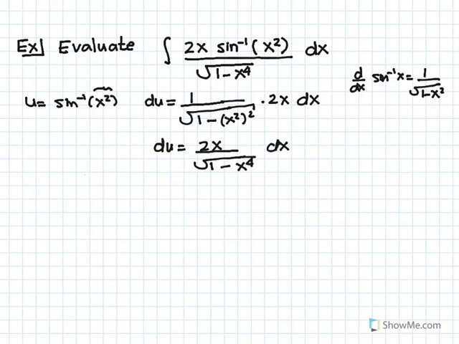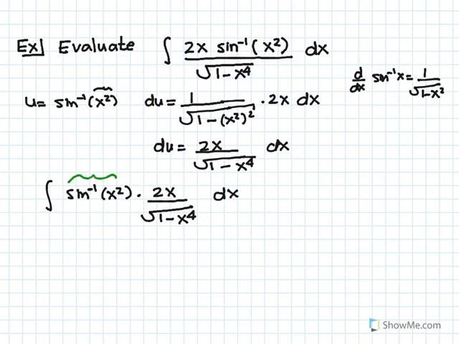All right, let's rewrite this integral as the integral of inverse sine of x squared times 2x divided by root of 1 minus x to the fourth dx. Now this part of the integrand, inverse sine of x squared, that is the substitution u. And all of this, 2x divided by root of 1 minus x to the fourth dx, that is just the differential du. So it's now going to be very easy to solve this.